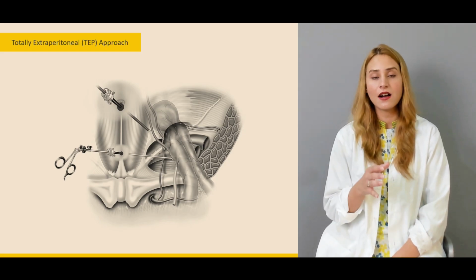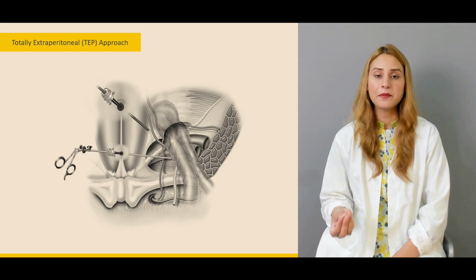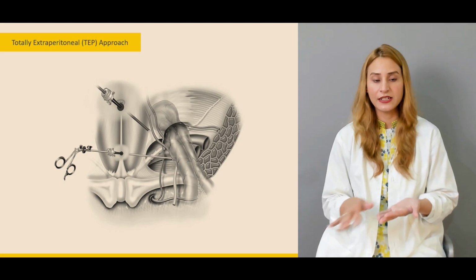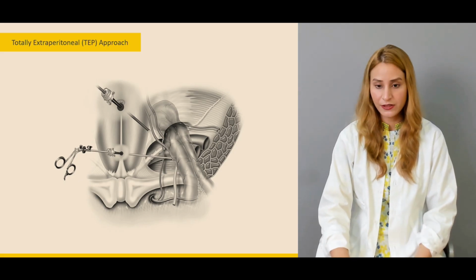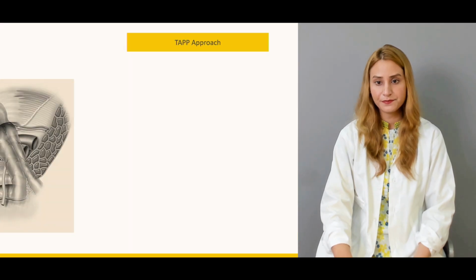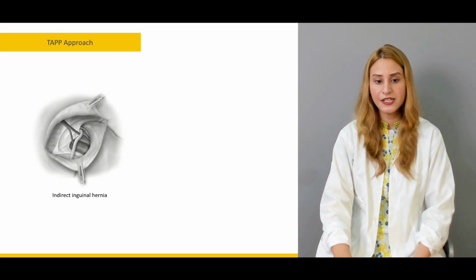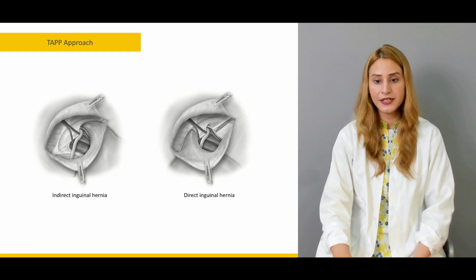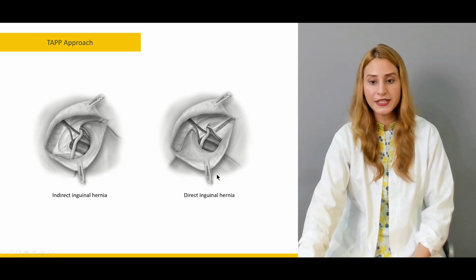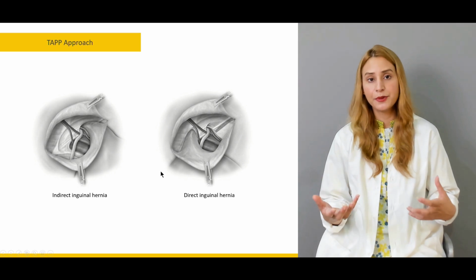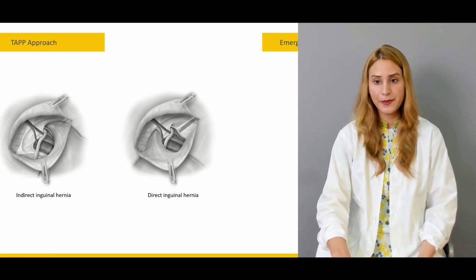Actually, you just reduce the contents back, and then you put the mesh over that. That is called the total extraperitoneal approach as well. You can see here, this was an indirect inguinal hernia, and this was a direct inguinal hernia. But you don't go down into the peritoneum, and you put the mesh in the preperitoneal space.